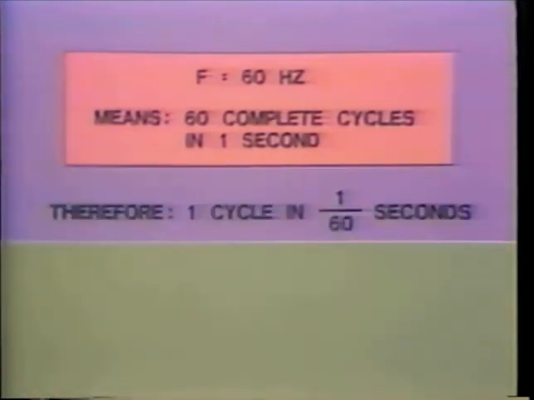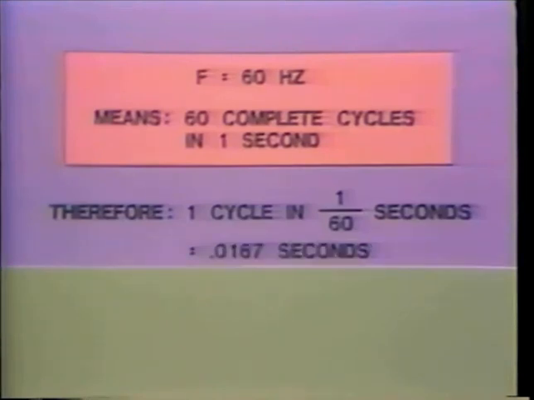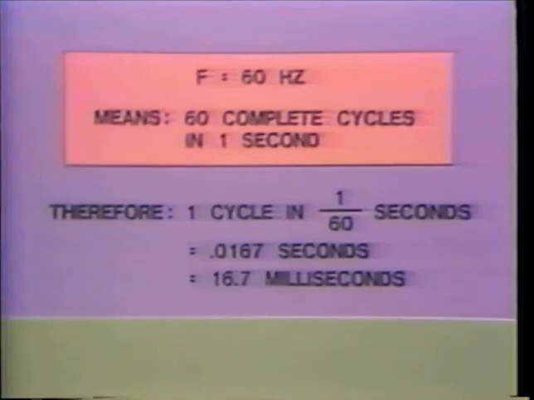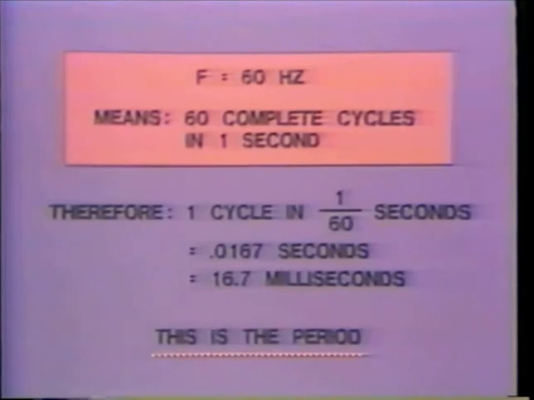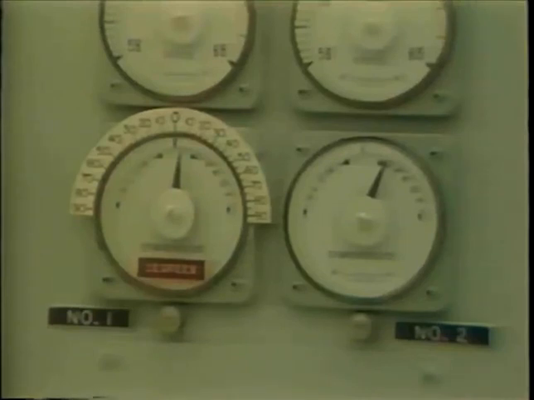A 60 hertz wave will complete 1 cycle in 1 divided by 60 seconds. This is 0.0167 seconds, or 16.7 milliseconds. And this is the period of the wave. In power systems, it is essential that all generating units run at the same electrical frequency. This is called synchronism, and we will talk more about how generators are synchronized later in the program.